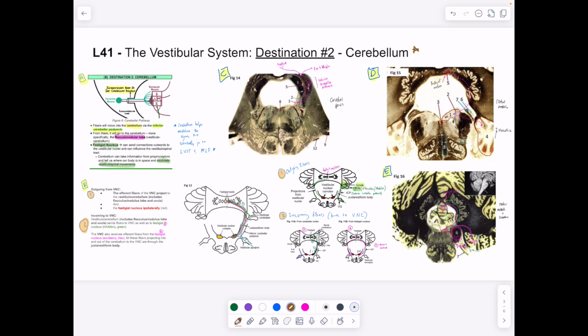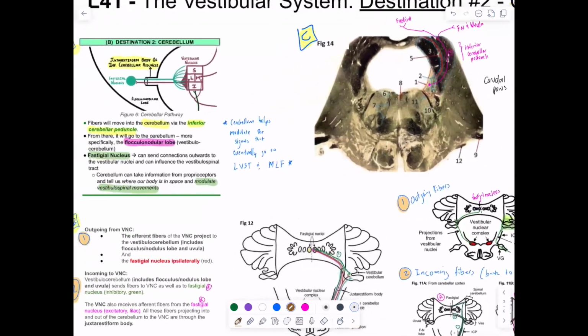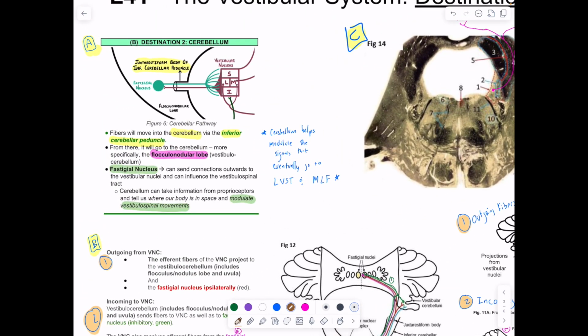You're like, whoa, we were accelerating. My head just started to move, or we came to a sudden stop, or we're turning around the corner in the car. So it's going to send that information, one, down to the spinal cord to innervate the body, but also send it to the cerebellum so we can modulate these movements, okay?